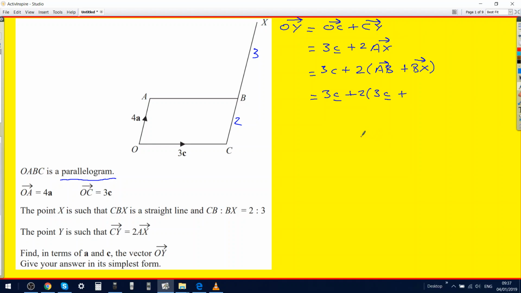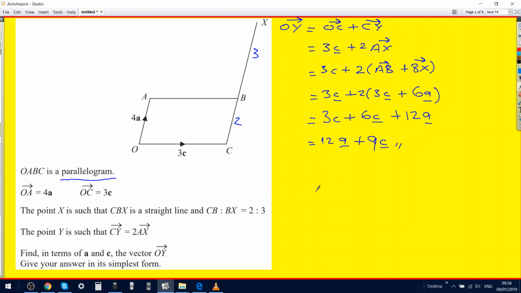Now we're at this part. Yeah. So that's going to be B to X is 6A. And now simplify. That's it. Oh, for whatever reason, I was writing it the other way around.